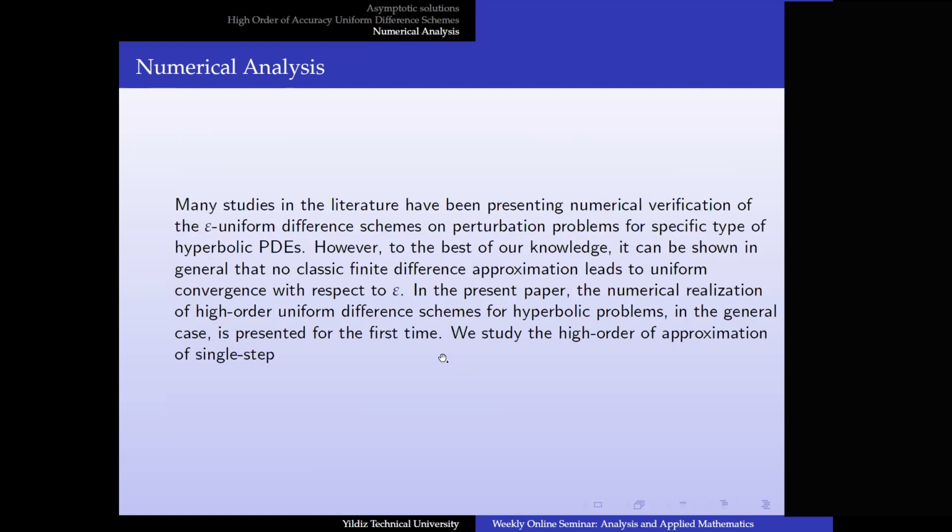So in the second part of analysis, I will present some results of the high order of accuracy uniform difference scheme. Many studies in the literature have been presenting numerical verification of the epsilon uniform difference schemes on the perturbation problems for specific type of hyperbolic PDEs. However, to the best of our knowledge, it can be shown in general that no classical finite difference approximation leads to the uniform convergence with respect to epsilon.